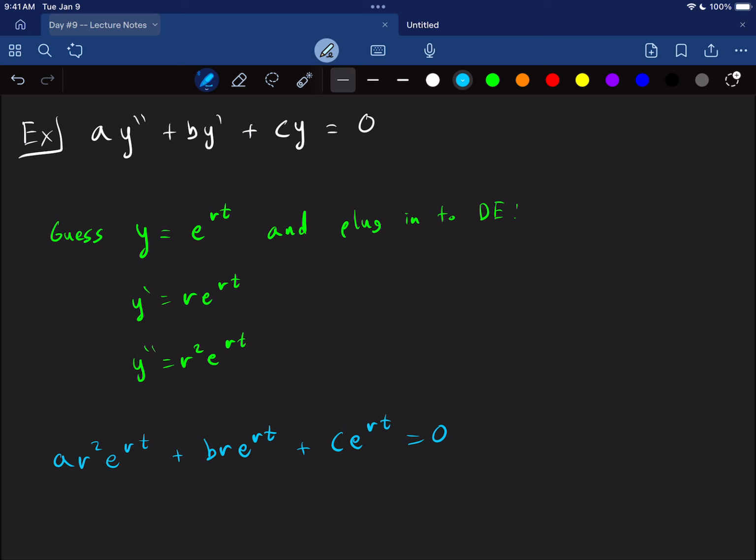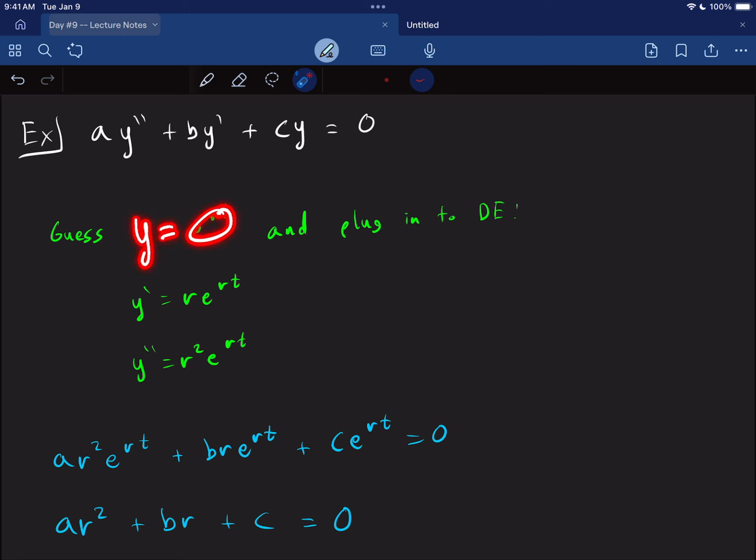And now for two reasons, I can divide e to the rt out of this. One reason is that e to the rt, because it is an exponential, can never be 0. And the other reason is that if e to the rt was 0, that just means that I would have started with y equals 0, which is very clearly a solution to this differential equation. So there's no reason for it to be 0. I know that 0 is an answer, so I'm not going to guess some fancy form of something that is actually just 0.